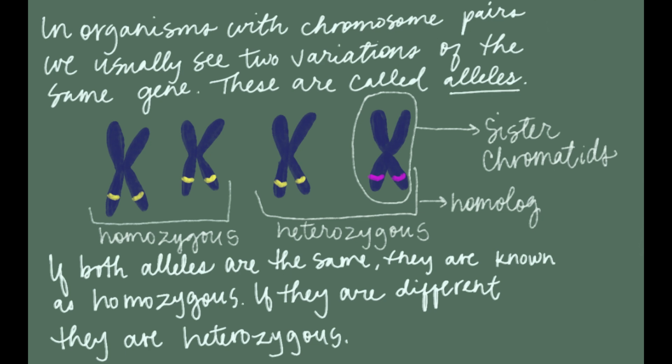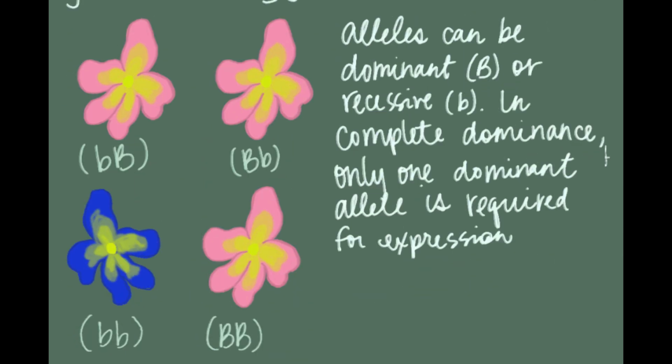Since there are two copies, they can have variation. These are referred to as alleles. If you have two of the same allele, this is known as being homozygous. If you have one copy of each allele, this is known as being heterozygous. Now, these alleles can be dominant, notated here by a capital B, or recessive, notated by a lowercase b.